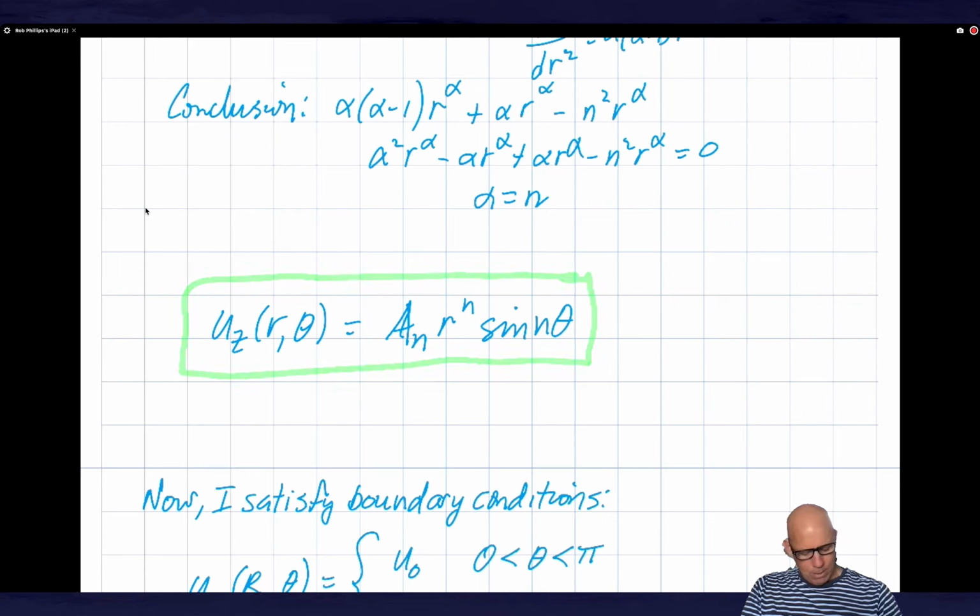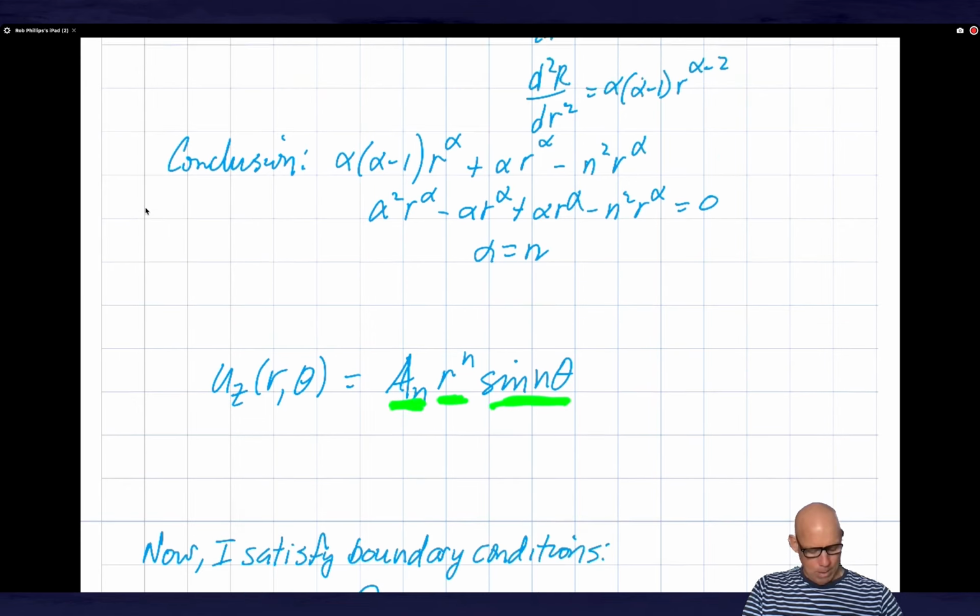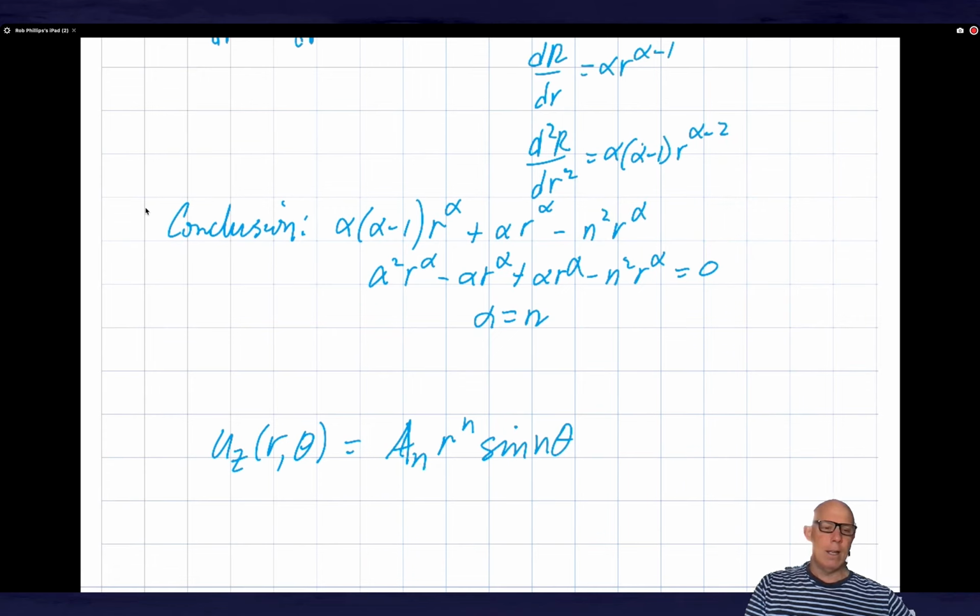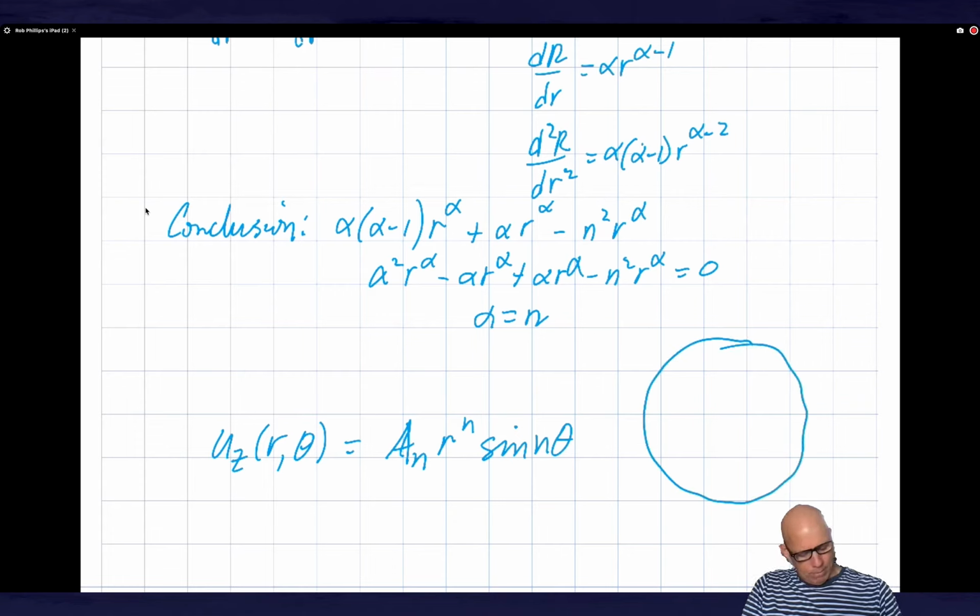So what we found is that uz of r, n, theta is solved by some coefficient an, r to the n, sine n theta. Now you might say, what happened to the cosine n theta? The reason I've ditched that is that, let's take a top view of the cylinder. I know from above, for example, that everybody up here has plus velocity coming up towards me, and everyone down here has minus velocity going away from me.